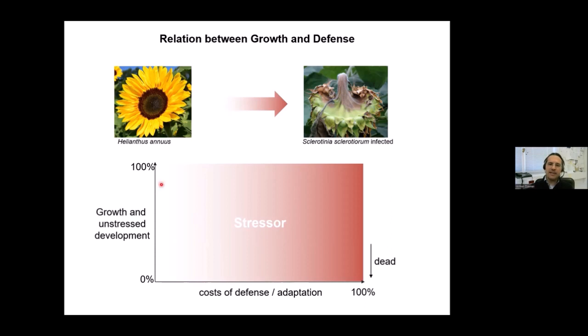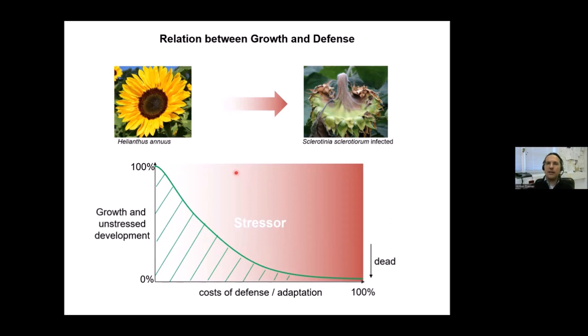So this is basically then in green seen symbolically how such a growth curve would be. The potential of growth is inhibited the higher the stress is. And at the end, of course, the plant will die and there will be zero growth happening. So this is just to understand that everything which goes into defense is an investment which has a cost in one or the other way for the plant.